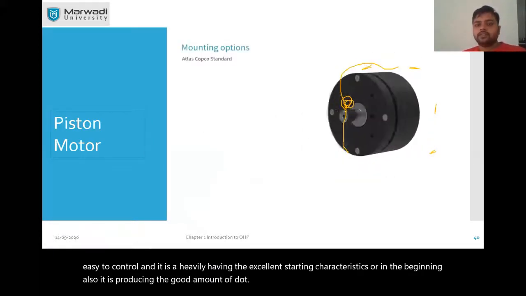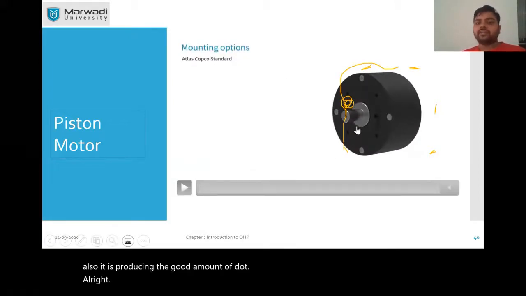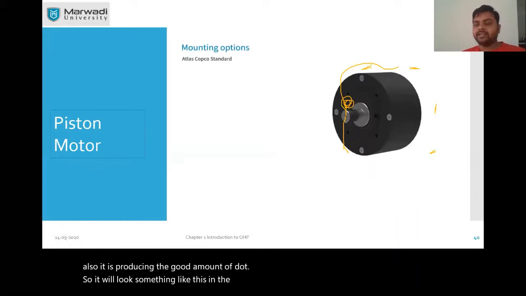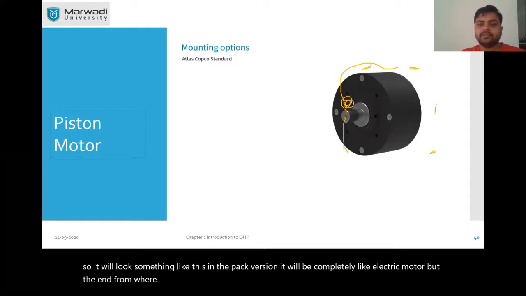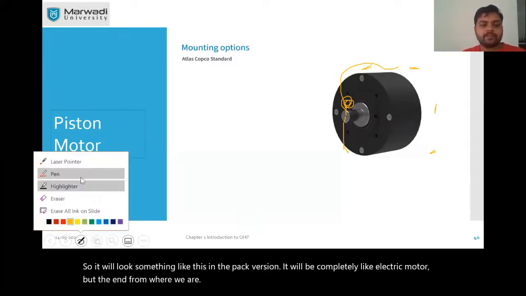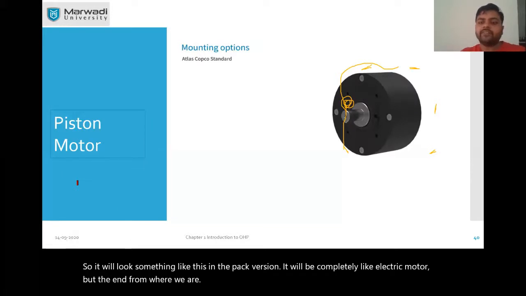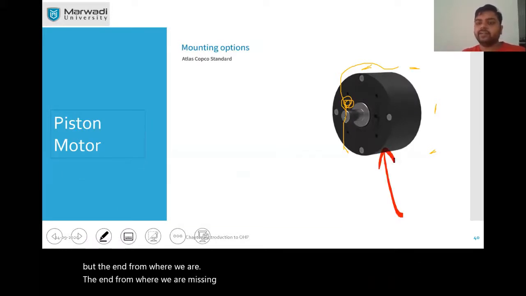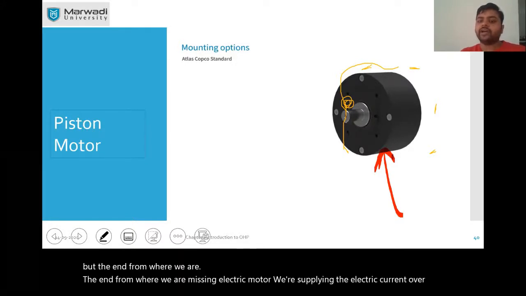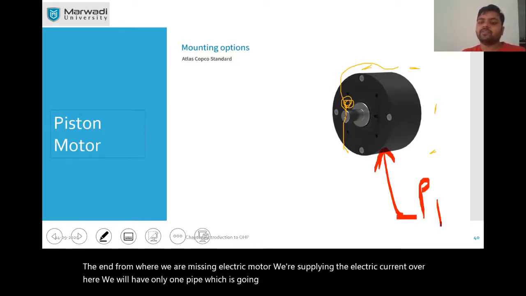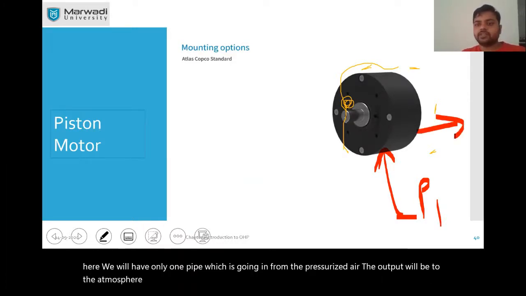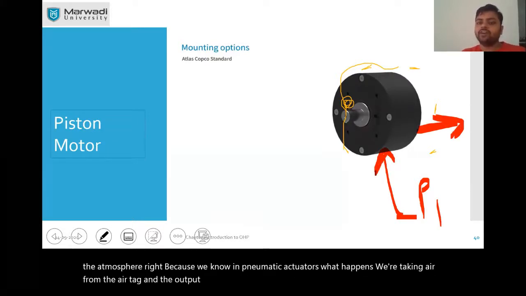All right. So it will look something like this in the packed version. It will look completely like an electric motor. But in an electric motor we are supplying the electric current. Over here we will have only one pipe going in for the pressurized air. The output will be to the atmosphere, because we know in pneumatic actuators we are taking air from the air tank and the output is towards the atmosphere. So only one pipe will be coming to this type of pneumatic actuator.